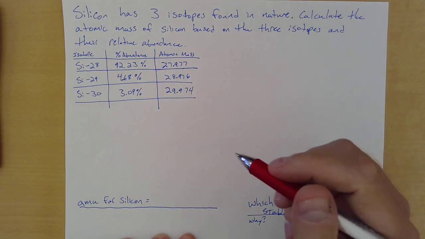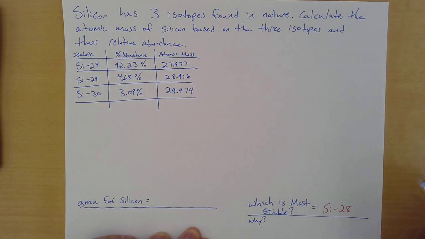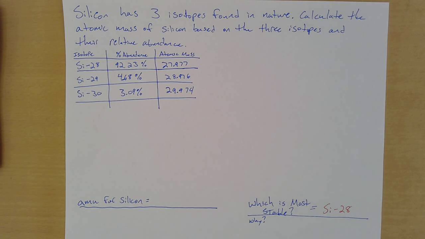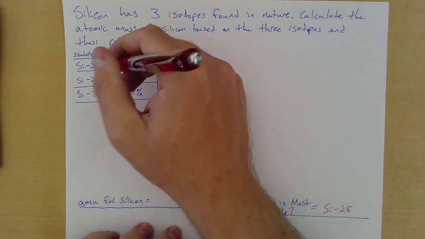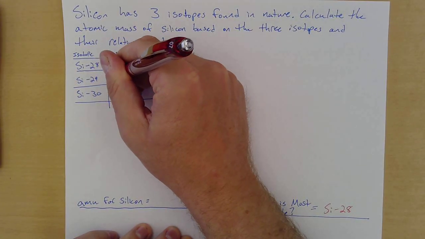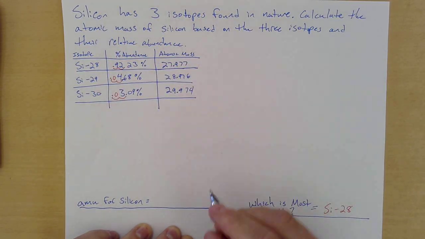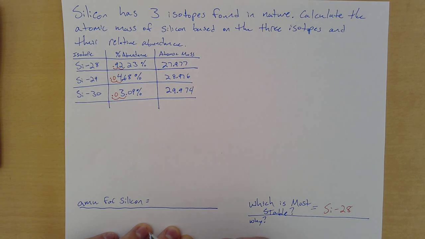Okay. So which is the most stable? I can already answer. It's Si 28, because it's found the most. It's found 92 times more than all of the others. So let's turn all of these into decimal points. And again, I'm just doing it the nice quick way of just moving the decimal point over.